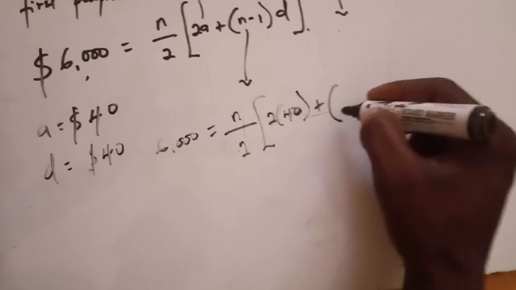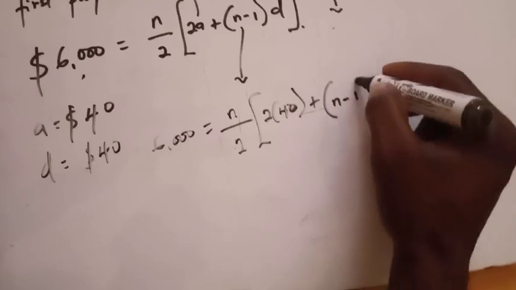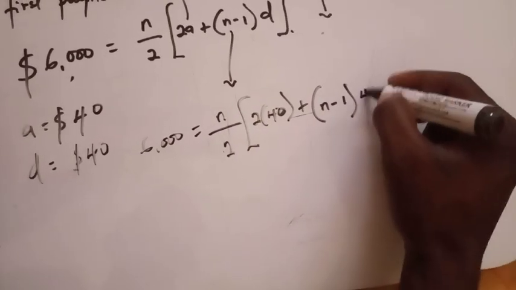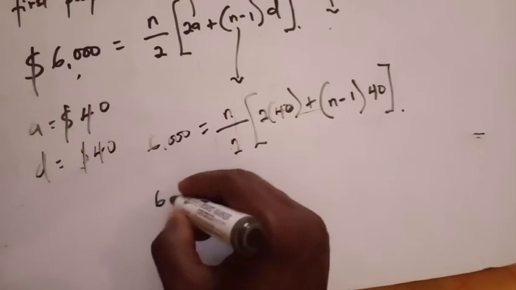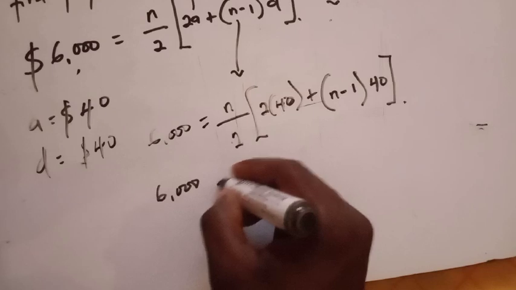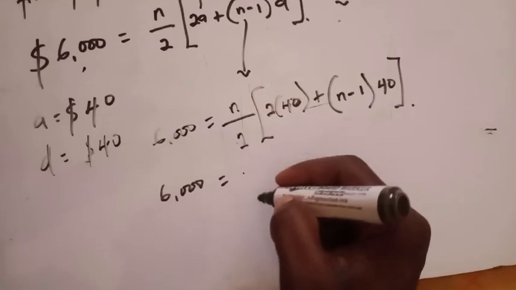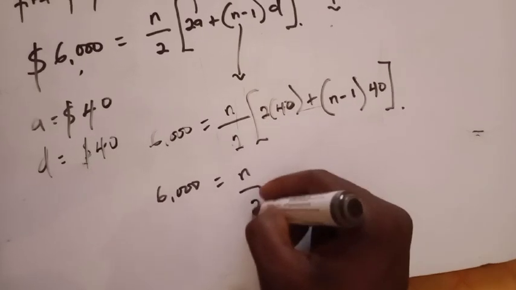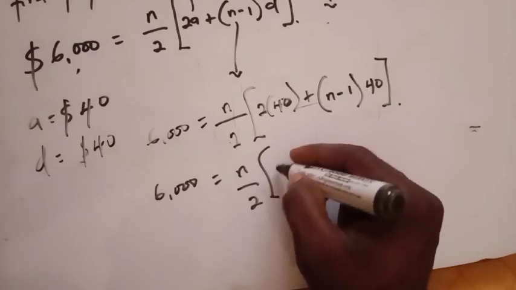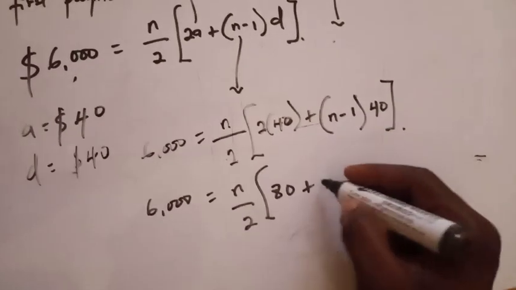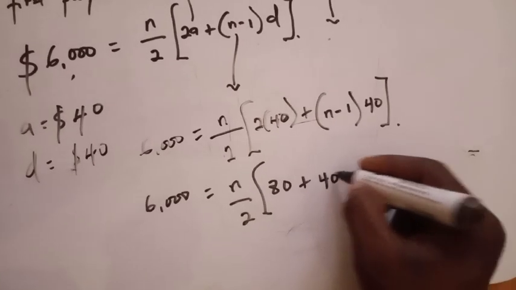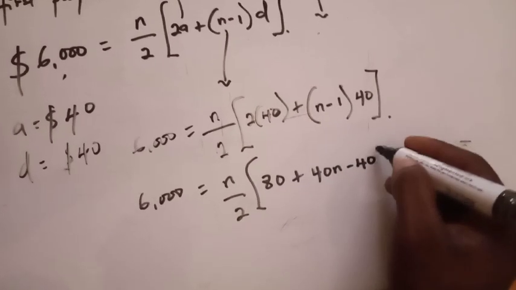Plus we have our n. Of course, we don't know our n, the number of days, minus 1, multiplied by the difference. I want to pay a $40 difference here, right? So doing this calculation should be very, very easy. If you want to go about this, you can pause the video and try. All right, so here we have 80 plus, do you remember this 40, multiply everything that is in the bracket, that is n minus 1, times 40.